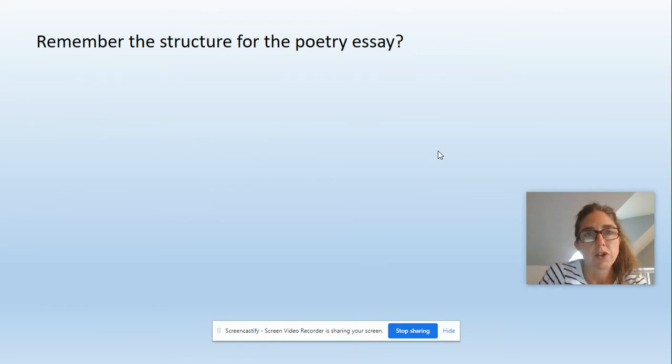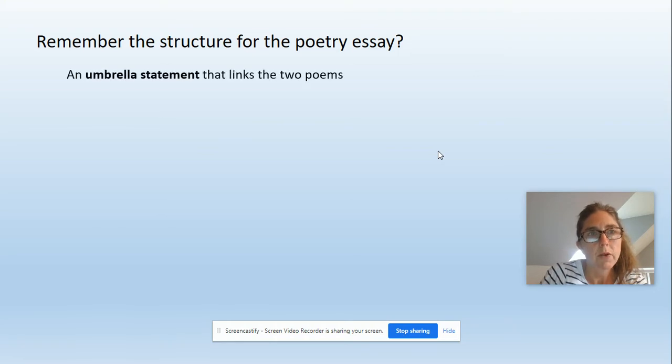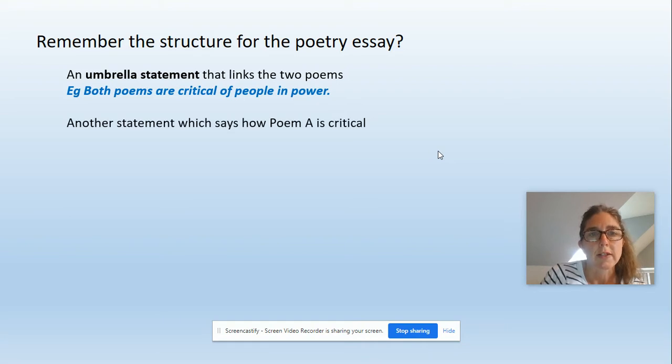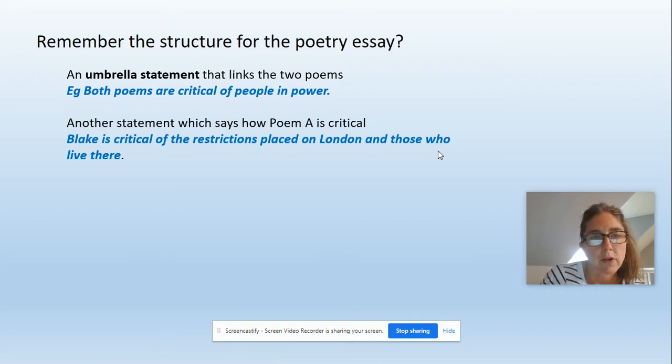Just a reminder about the structure for the poetry essay, so why we're doing this. You start off, when you're writing about poems, with an umbrella statement that links the two poems, dependent on the title. So something like, both poems are critical of people in power, something quite simple. And then what you have to do is make another statement which says how poem A is critical. So then you go into your two C's paragraphs. You might then say something like, Blake is critical of the restrictions placed on London and those who live there, which is one of the statements we used yesterday.